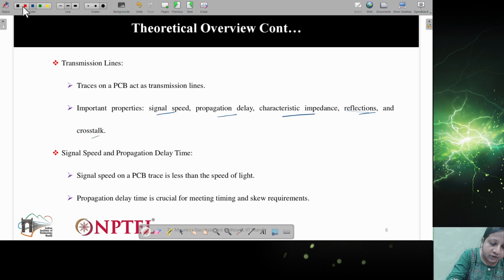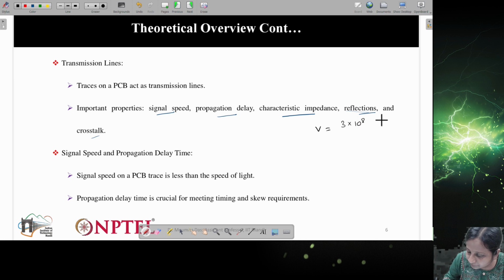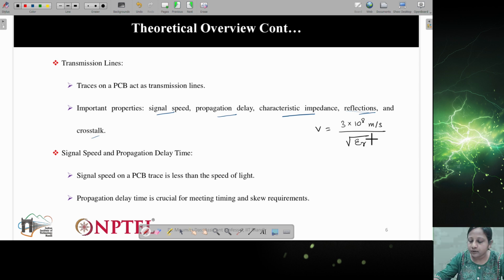Now one of the important things is the signal speed or the propagation delay. How to find out this propagation delay? It can be represented as V equals 3 times 10 to the power 8 meters per second divided by root epsilon r. Whenever any signal is flowing through the transmission line, the speed of the signal will not be equal to the speed of light.